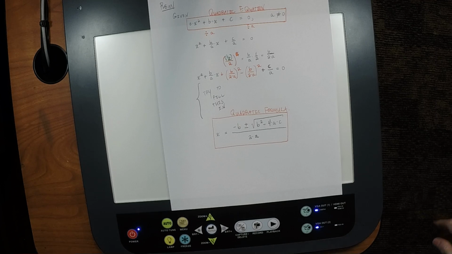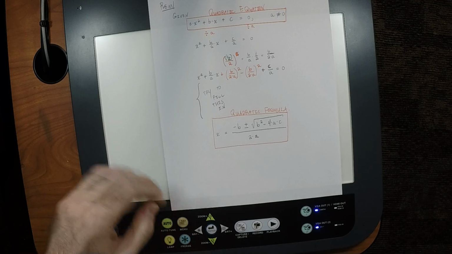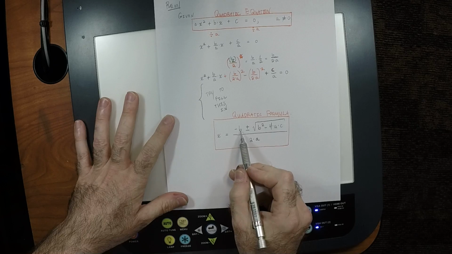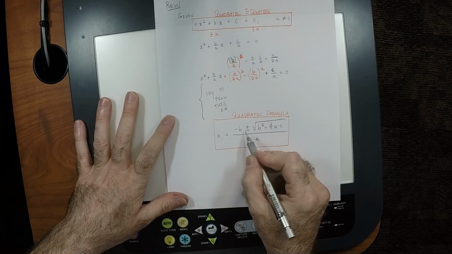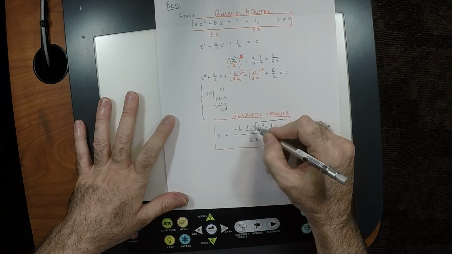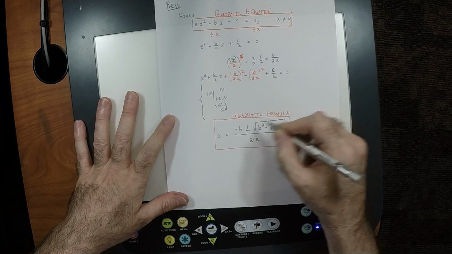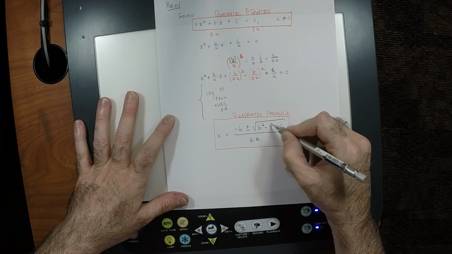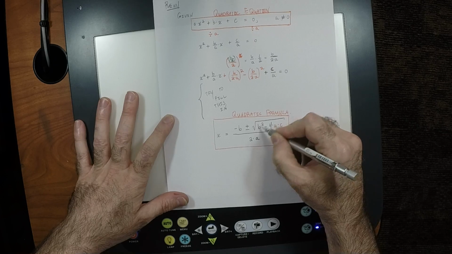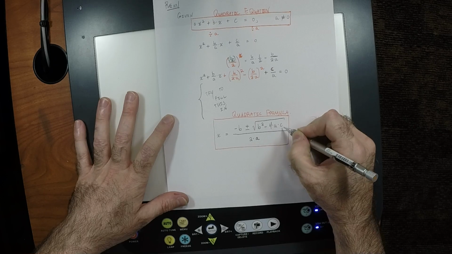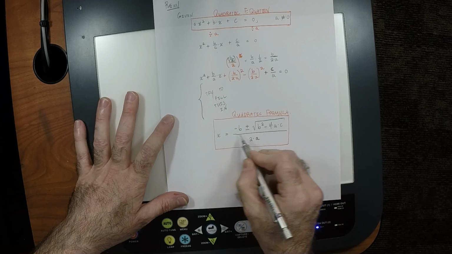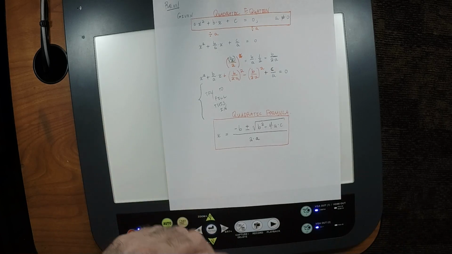Because when we're in the car, we sing it like this. Negative b plus or minus the square root of b squared minus 4ac, of b squared minus 4ac, all over 2a, all over 2a.